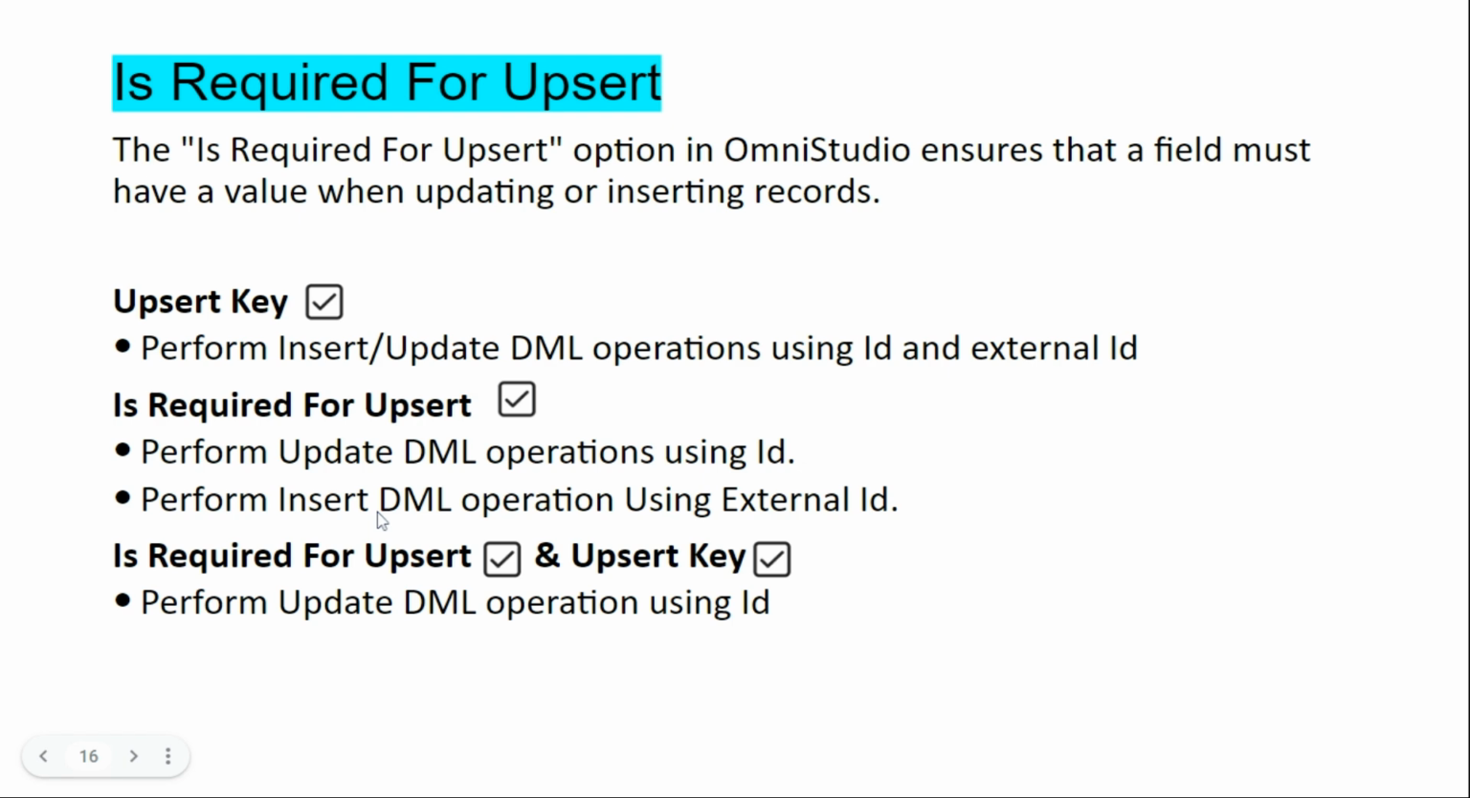In the previous video, I showed you how to use the Upsert key. When you select the checkbox for the upsert key option, it is going to perform an insert or update DML operation using the ID field and external ID field. But if you select the is required for upsert option, it is going to perform an update DML operation using the record ID. It performs an insert DML operation using the external ID.